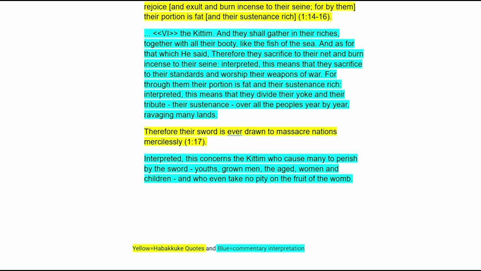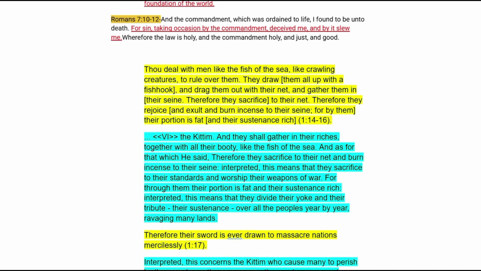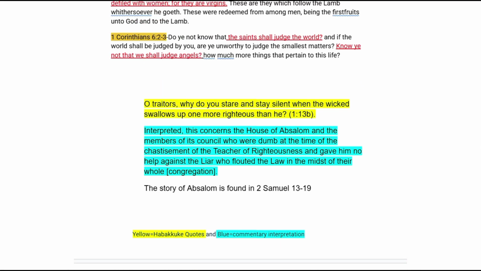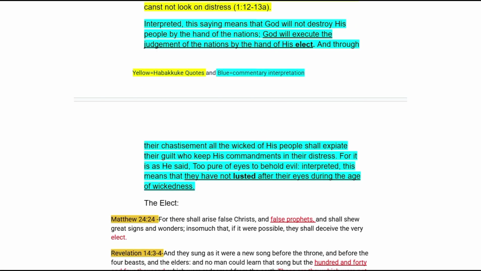The whole point of this commentary, like I said, is about Christ. It is about who he is, this revelation of something really beautiful. And this is something I want to point out here: even when we go up and see the chastisement of the teacher of righteousness, that isn't just arbitrary, because the interpretation right before it said: this saying means that God will not destroy his people by the hand of the nations. God will execute the judgment of the nations by the hands of his elect and through their chastisement.